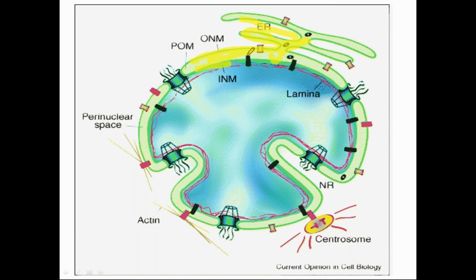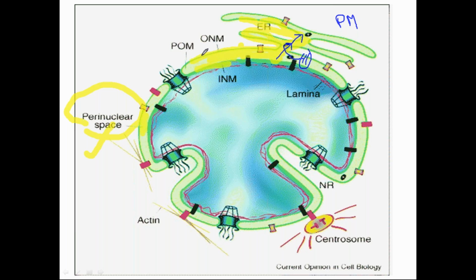This space is called the perinuclear space. You can see here, the light green space in between is called the perinuclear space. This perinuclear space is continuous with your endoplasmic reticulum. So if a transmembrane protein is present here, it can be easily transported to the endoplasmic reticulum. And if this transmembrane protein has to go to the plasma membrane, it can easily be transported.